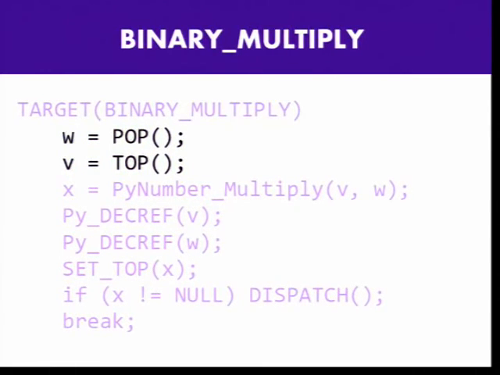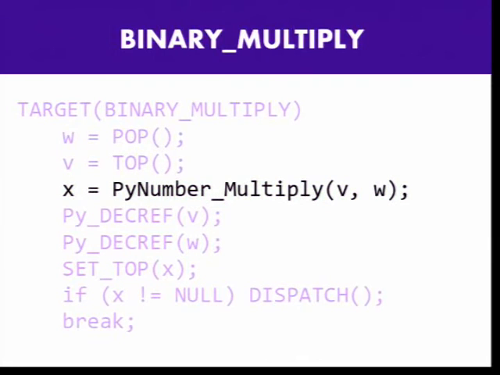Pop and top, those are popping the top value off the stack and just examining the top value of the stack. Multiply theoretically pops two values off and pushes one value on, but it's cheaper to actually just pop one off and then overwrite this one. That's what it's doing. PyNumber_Multiply is actually doing the work of multiplication. This is the number protocol. This is what's defined in abstract.h.